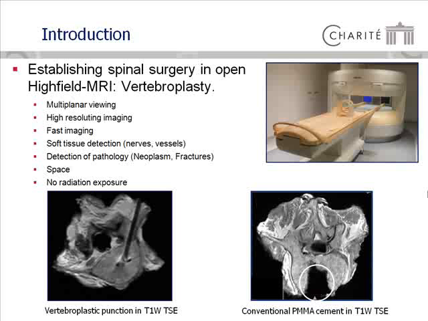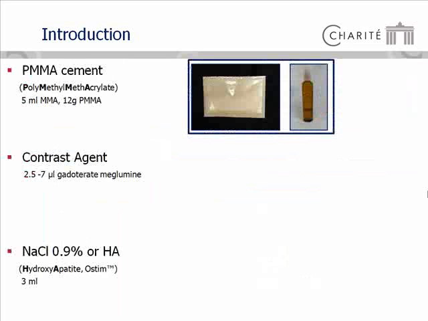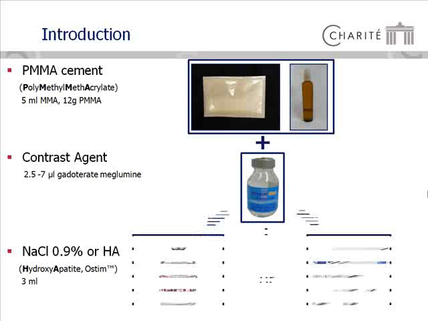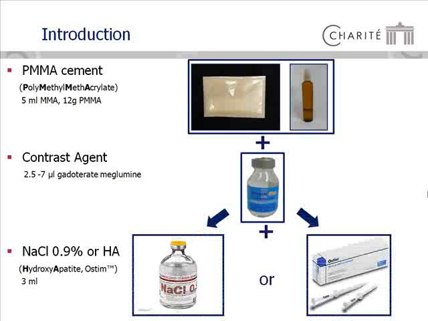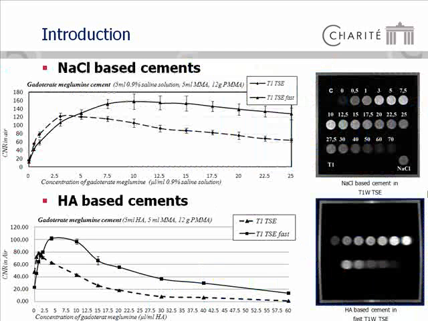Here you can see the picture of a conventional bone cement based on PMMA, which is not detectable directly in the MRI. So what we did is to take conventional PMMA cement and mix it with contrast agent. We took gadolinium-based contrast agent, but you can take any contrast agent, and added some protons. You always need protons added to the cement. We used saline solution or a bone substitute, which is based on calcium phosphate, hydroxyapatite. It's viscous, like a paste, like toothpaste. We added these compounds, mixed it together, and then analyzed the signal in the first study.